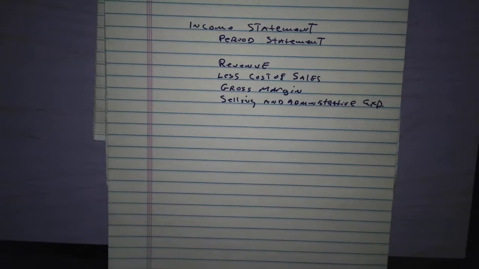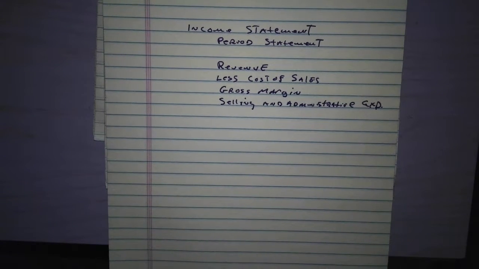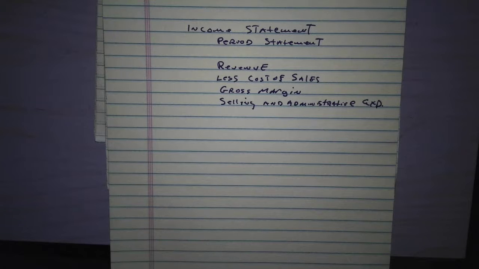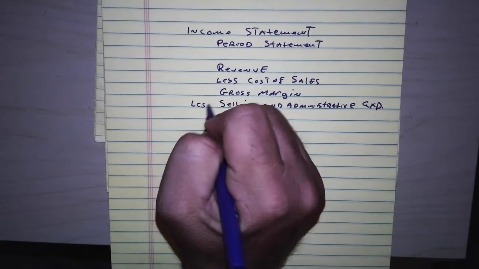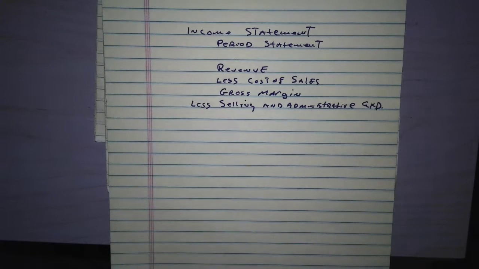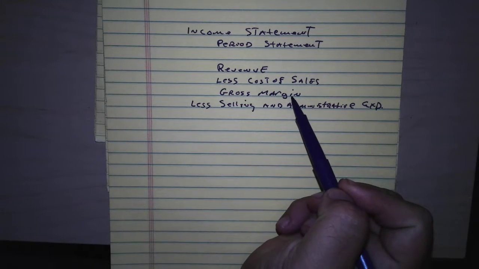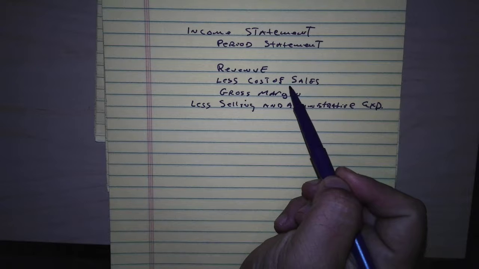Okay, and selling and administrative expenses are all the other expenses that come along with the business, like marketing expenses, expenses for the people that work in the office. And this is again going to be a less selling administrative expenses. All the things that come along with the other things besides what actually goes into acquiring the product or manufacturing the product.